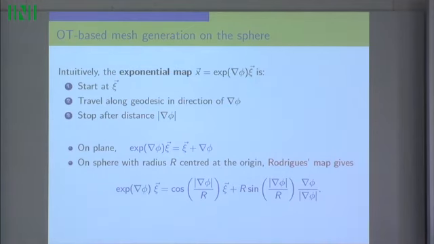In 1D, in Euclidean space, or on the plane, the exponential map is exactly what we wrote down earlier. It's the identity plus the gradient of phi. And what's really nice is that on the sphere, there's an explicit form for the exponential map. It's called the Rodriguez map. And there it is, where capital R is the radius of the sphere. This is something we make very extensive use of in our work.